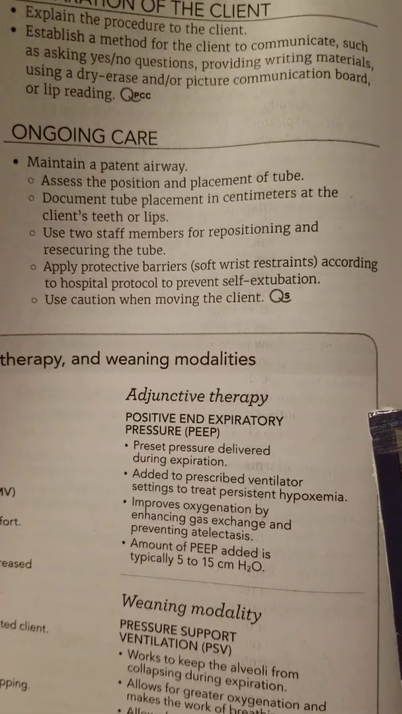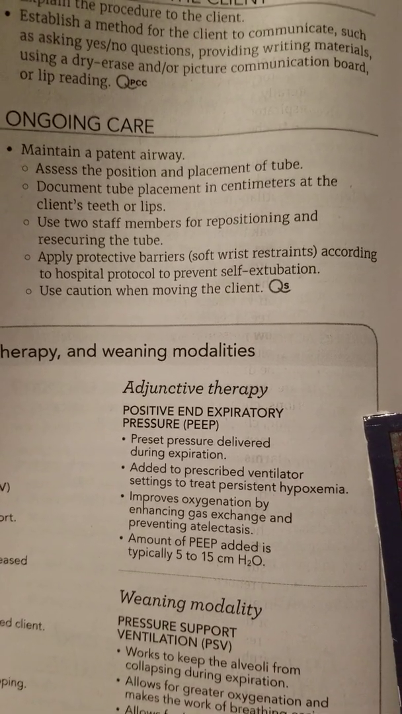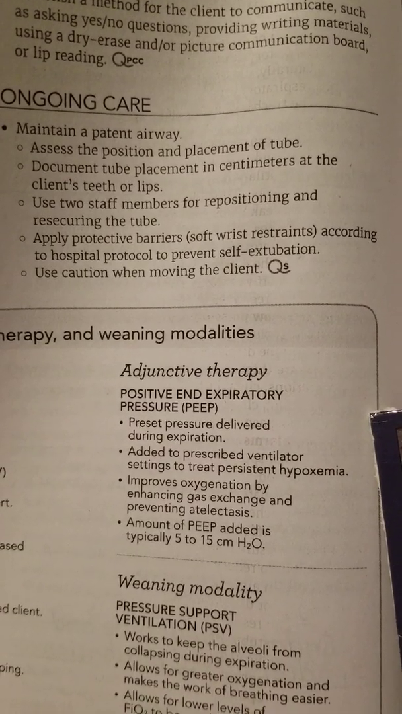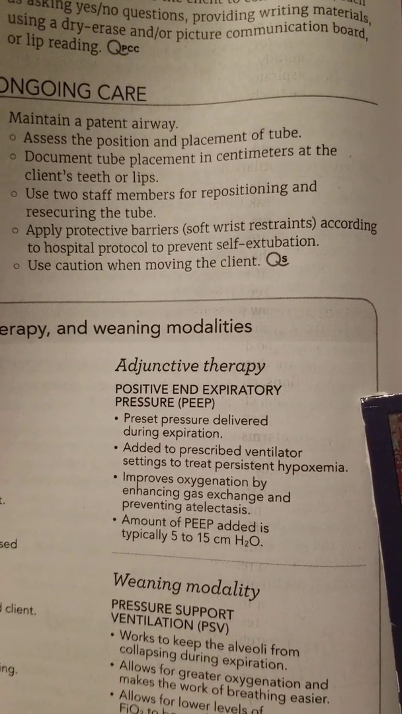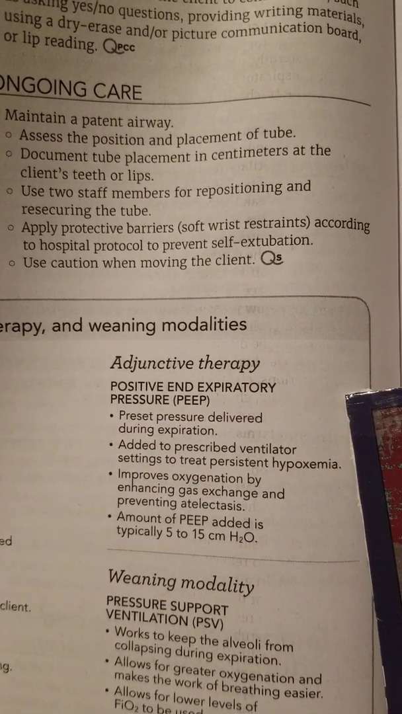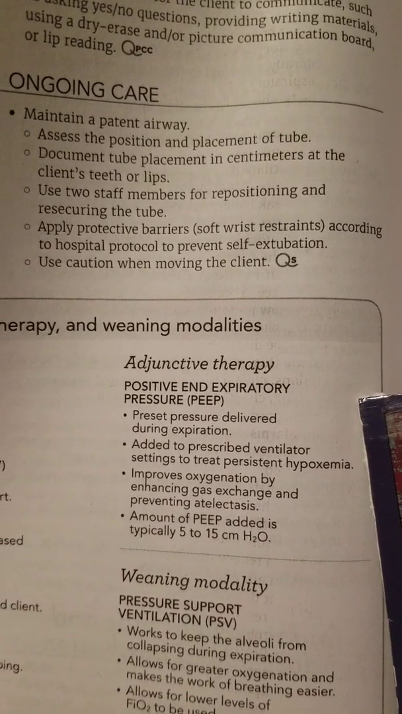Ongoing care for the patient would be maintaining a patent airway, assessing the position and placement of the tube, documenting tube placement in centimeters at the client's teeth or lips. Use 2 staff members for repositioning and resecuring the tube. Apply protective barriers such as soft wrist restraints according to hospital protocol to prevent self-extubation. Use caution when moving the client.